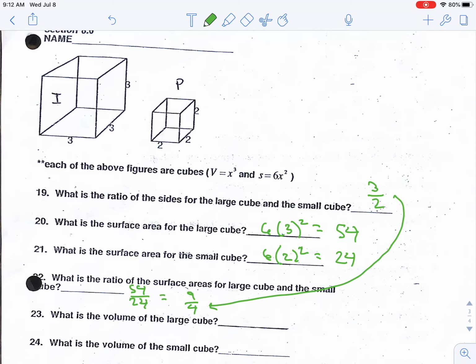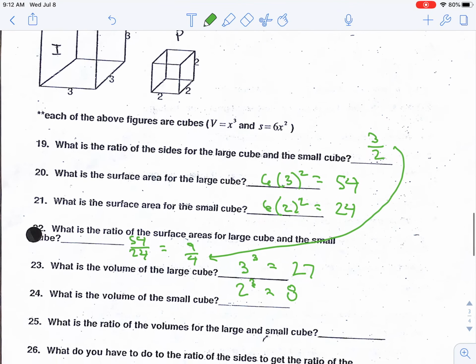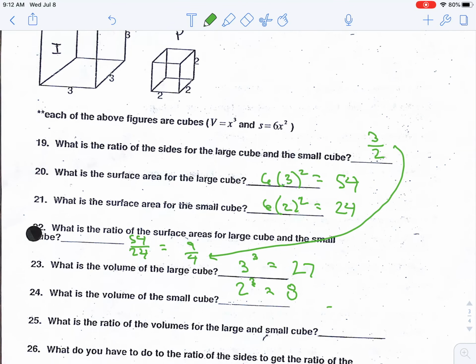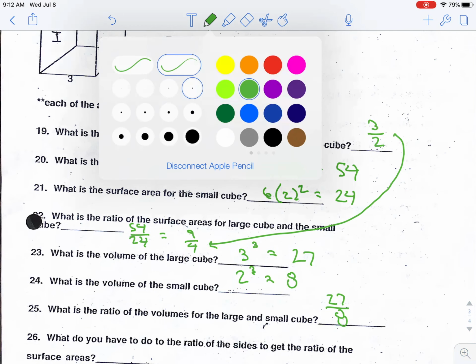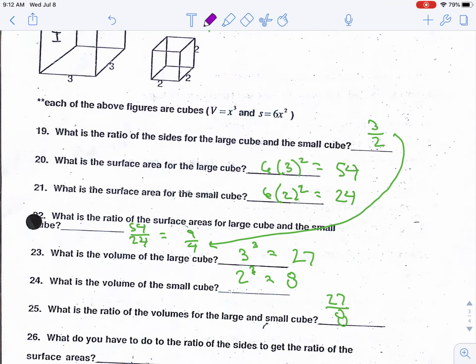And with a cube, all the dimensions are the same. So what we would get is 3 cubed, which is 3 times 3 times 3, or 27. And the volume of the smaller cube is 2 cubed, which is 8. So now when we write the ratio, we would write 27 to 8. So what do you have to do to this side ratio right here to get the volumes?